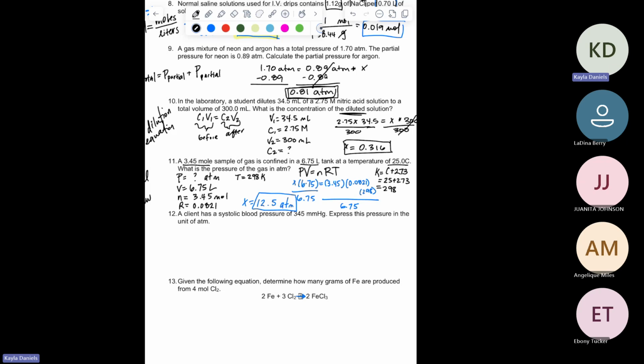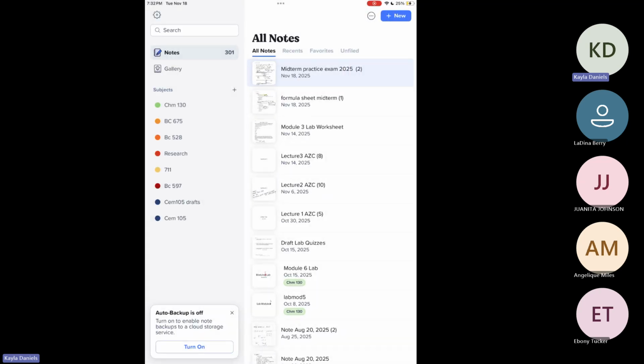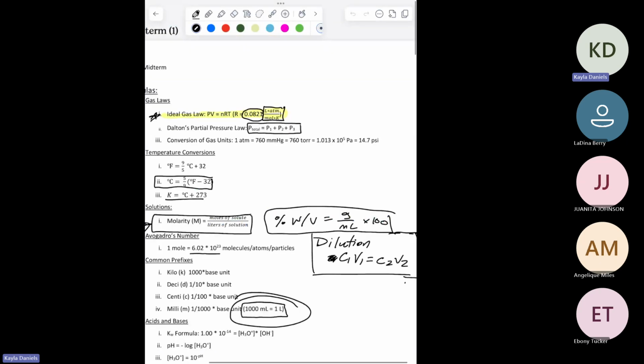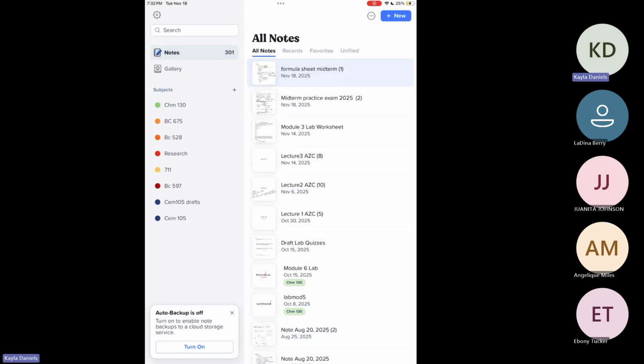All right, 12, a client has a systolic blood pressure of 345 millimeters mercury, and we need to express this in atmospheres. All right, so we just need to do our good old conversion method. We just don't know the conversions. And of course, we can find that on the reference sheet. So here is the conversion. 1 atmosphere equals 760 millimeters mercury.